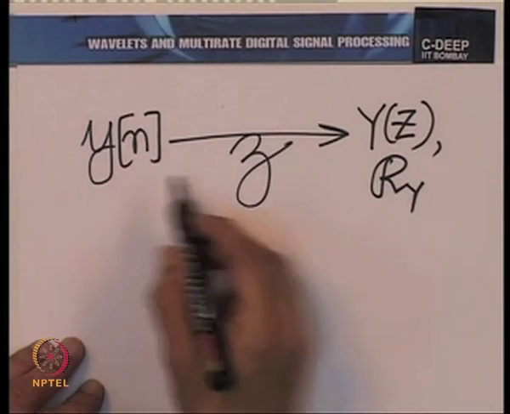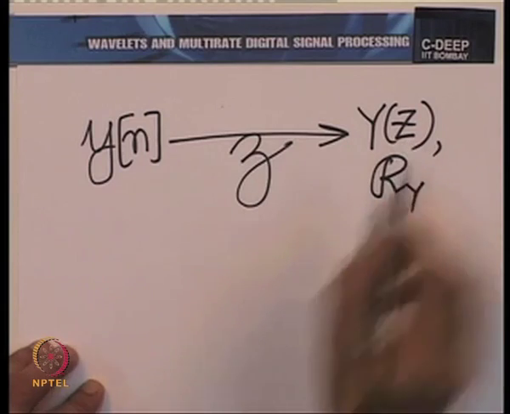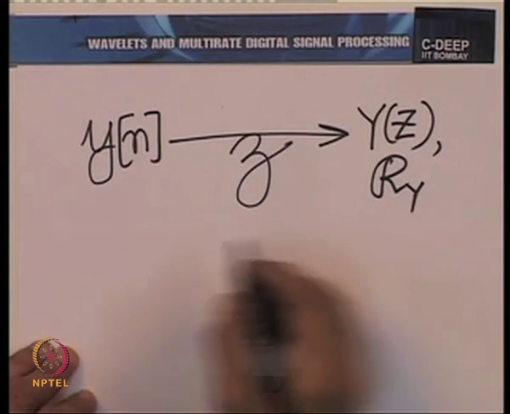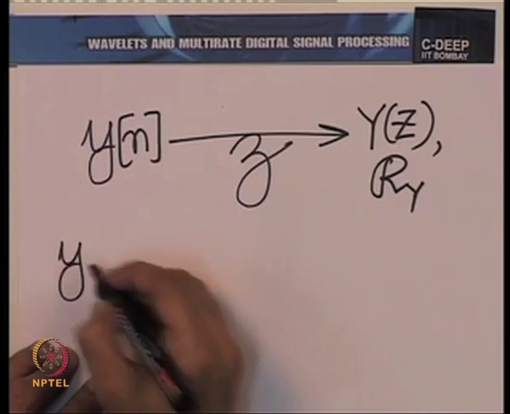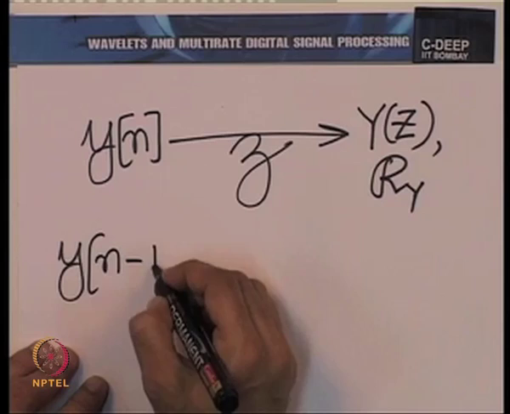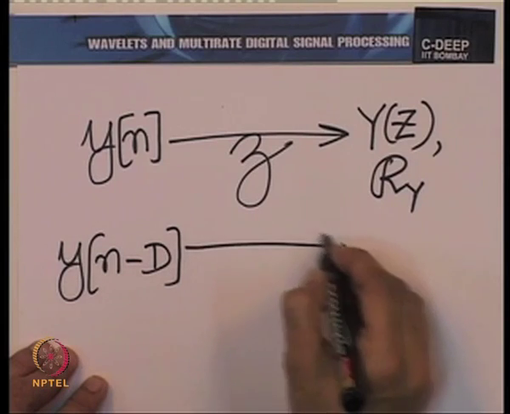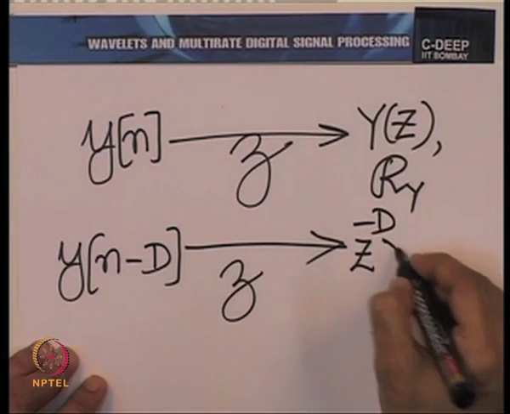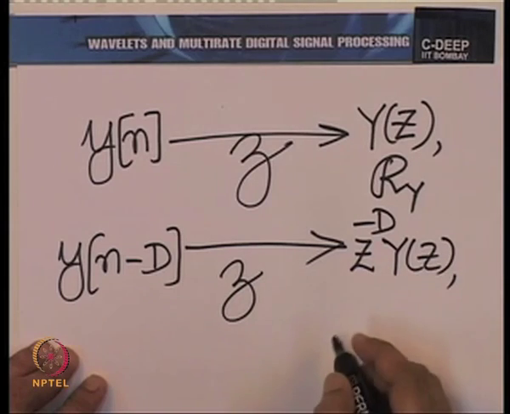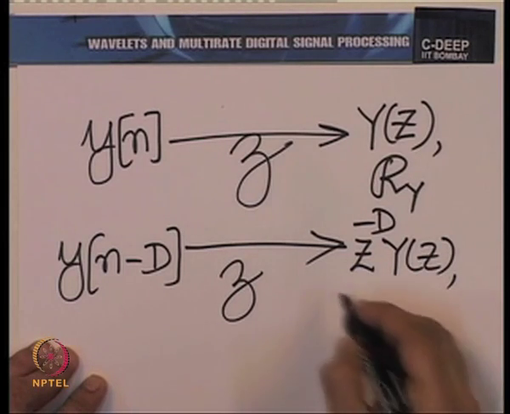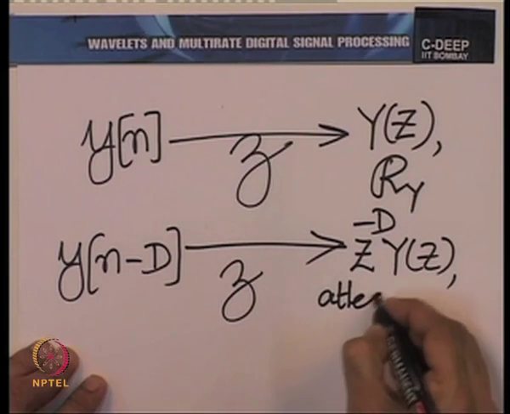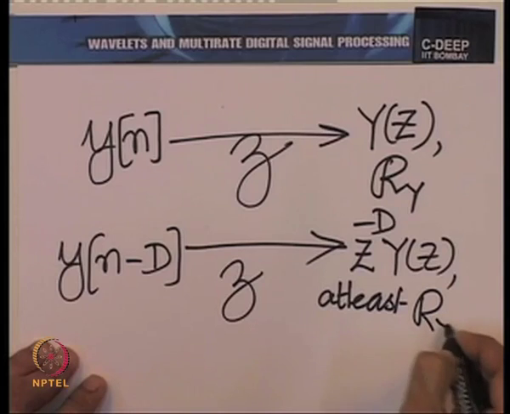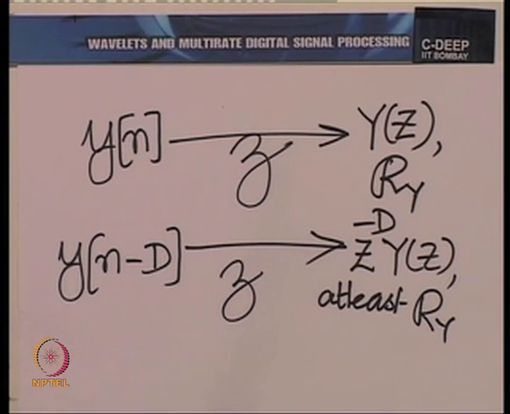So, if y[n] has the z transform given by Y(z) with the region of convergence R_Y, then y[n minus d] has the z transform given by z raised to the power minus d times Y(z), and the region of convergence is at least R_Y, if not more. Sometimes the region of convergence might expand a little beyond R_Y.